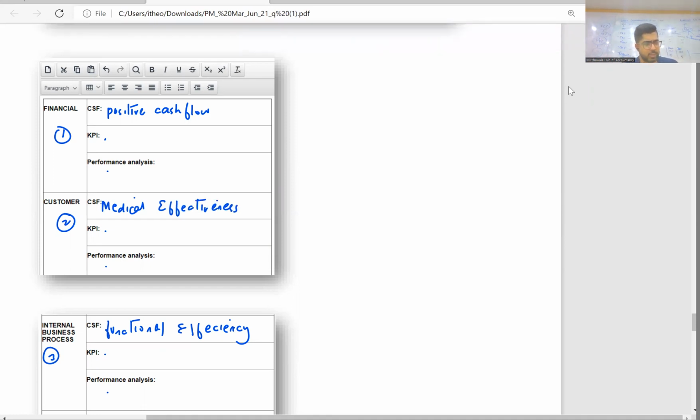So we have done the first job, that for each perspective, we have identified a relevant critical success factor, but that was not something big, because this was all given in the question.